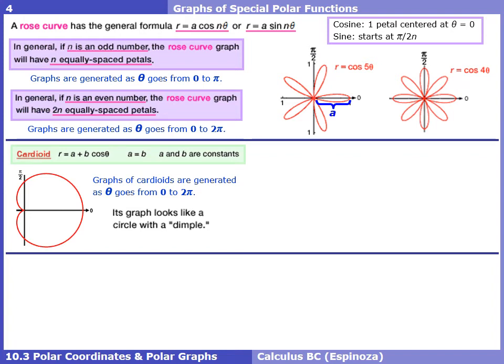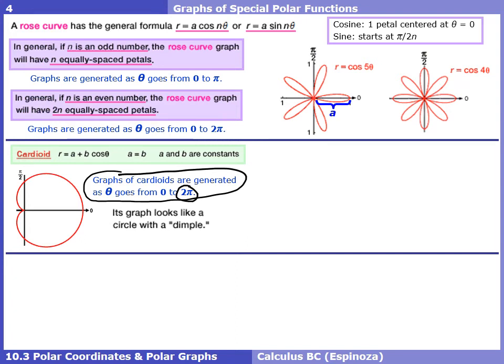Common, but I would say maybe a little more common concerning the AP test might be these graphs called cardioids. They have the form r equals a plus b times cosine theta, and we could use some parentheses here possibly. And a and b are the same number, and those of course are constants. The graphs of cardioids are generated as theta goes from 0 to 2 pi.